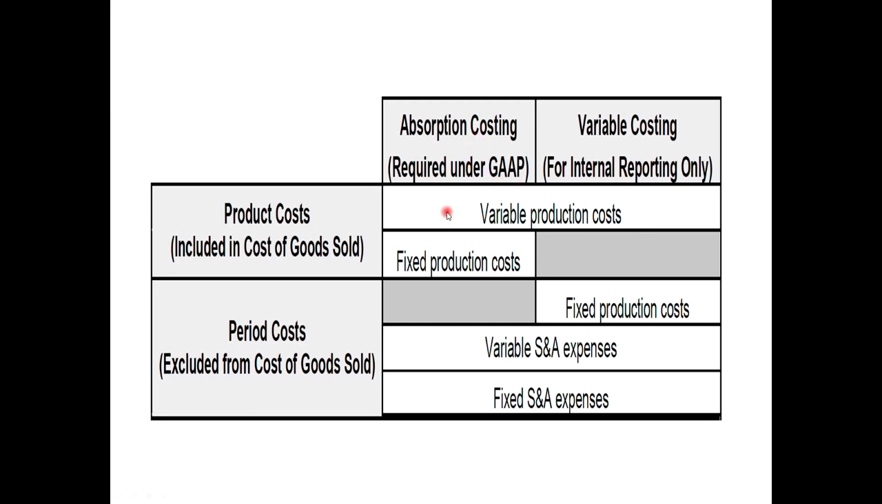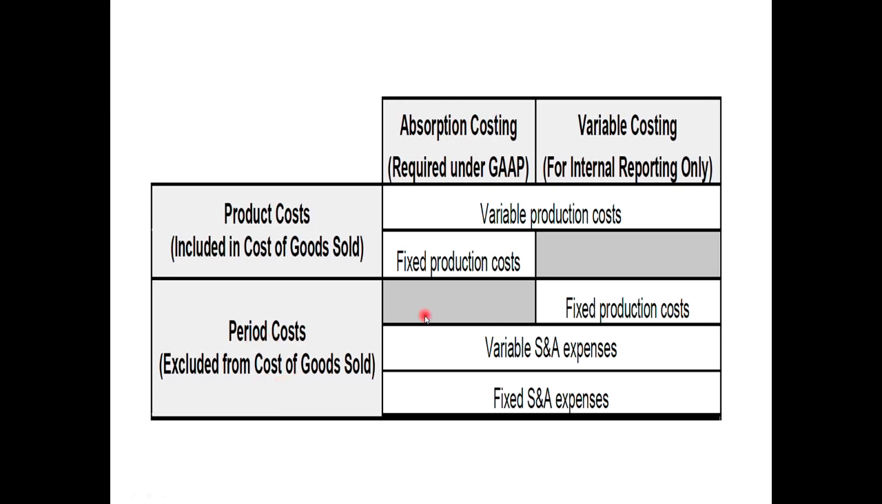Under absorption costing, direct material, direct labor, variable manufacturing overhead, and fixed manufacturing overhead. So the difference lies in fixed manufacturing overhead.